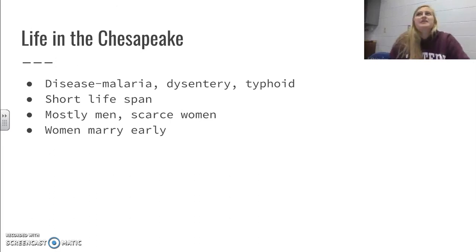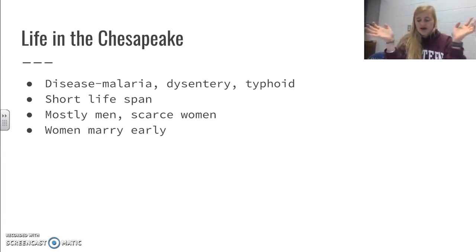Another issue in the Chesapeake in the early years was there were no women. These charter companies and these joint stock companies would send men because it makes sense, like farm and building houses and roughing it. That needs to be men. But then when they get there, it's like, okay, well, how do we sustain a colony if we have no things that make babies? So the scarce women means that the cooking, the cultivating suffers.